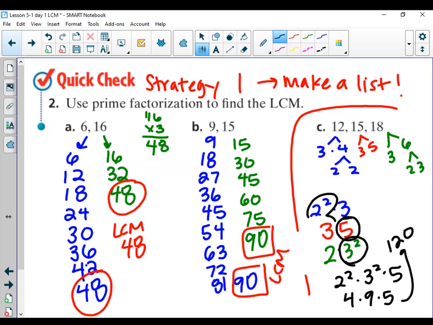120? I didn't even have, oh, not 120. 180. Oh, my list wasn't even long enough. That was a long list.